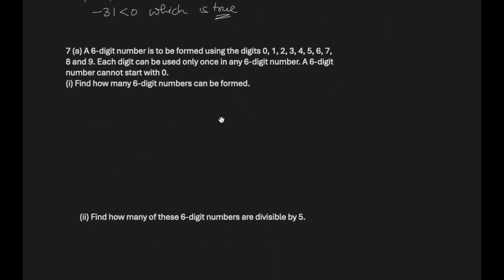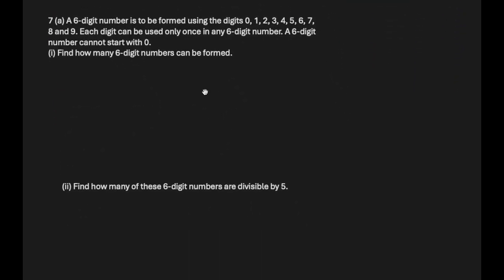Question number 7. Okay. A 6-digit number is to be formed using the digits 1, 2, 3, 4, 5, 6. So rather we have more. Okay, 6-digit only, no? But candidates are more. So 1, 2, 3, 4, 5, 6 spaces, but we have to fill with 10 digits. I hope nothing is missing.